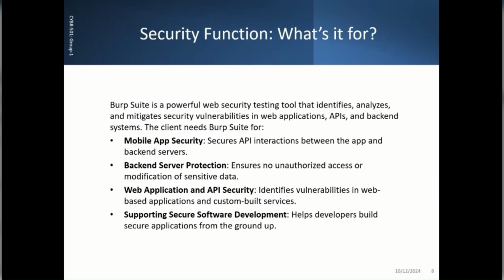For our client's business, Burp Suite plays a crucial role in, first, mobile app security. It secures API interactions between the app and backend servers, scanning for vulnerabilities like broken authentication and insecure data transmission. This is essential for protecting user data in farming and local market apps. Second, backend server protection. The backend handles sensitive data such as pricing, inventory, and customer information. Burp Suite identifies security issues like SQLi and misconfigured security headers to ensure that unauthorized users cannot access or modify this data.